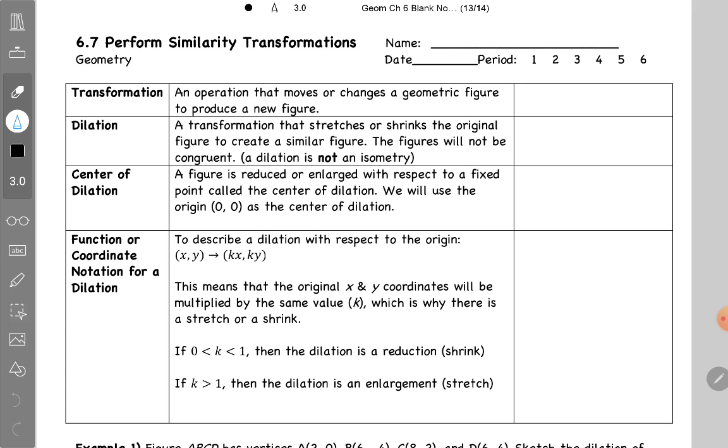Function coordinate notation for dilation. To describe a dilation with respect to the origin, we say (x, y), that's our original object, and then the arrow means we transform it into (kx, ky). Basically the k is our dilation. It's a reduction if k is between 0 and 1, and it's a stretch if k is greater than 1.